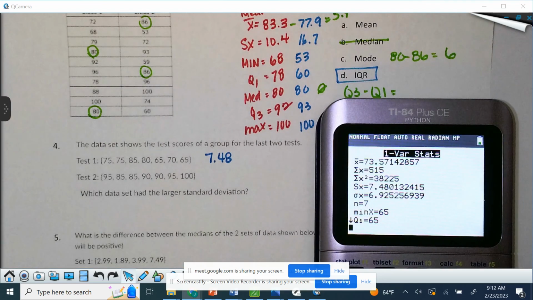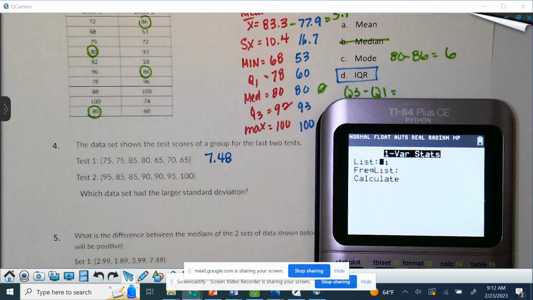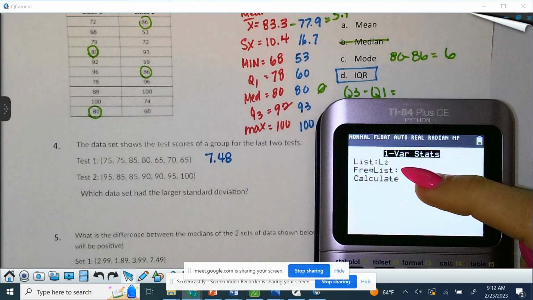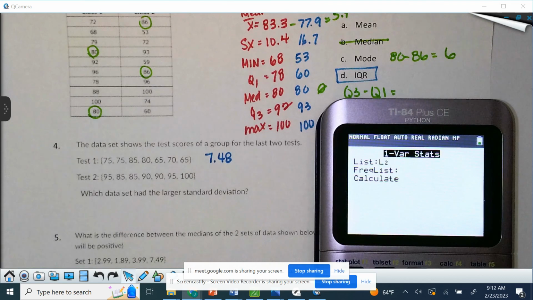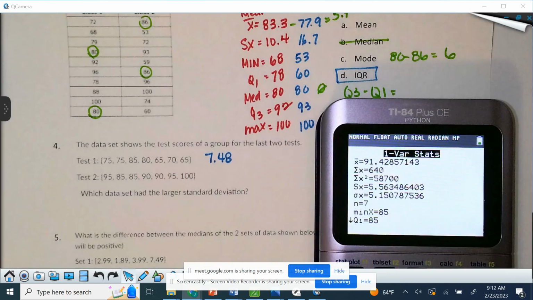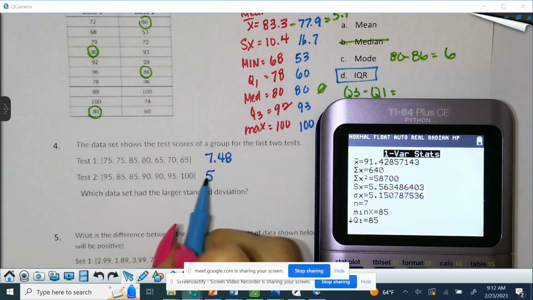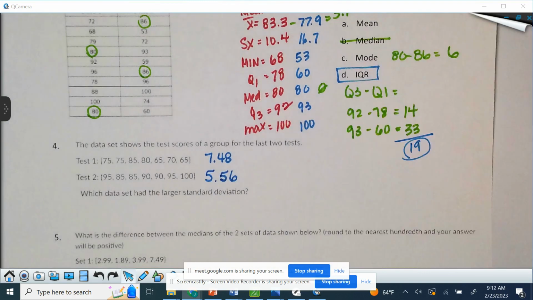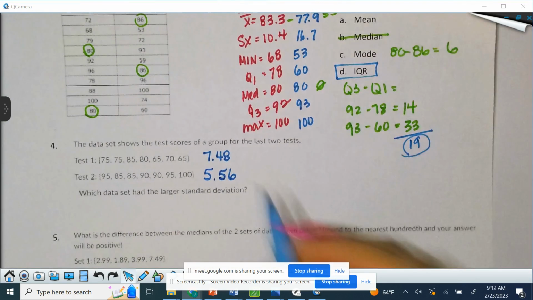So then to get our other one, we're going to hit second number 2 because that'll give us our L2, so we don't have to go back and input our data again. And then go ahead and hit enter all the way down. In this case, our standard deviation is 5.56. So the larger standard deviation is going to be test 1.